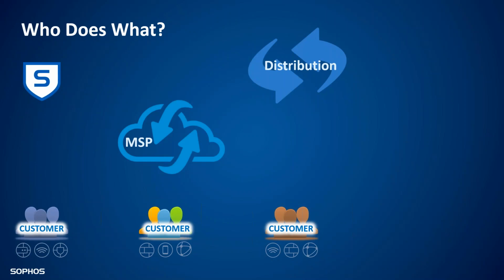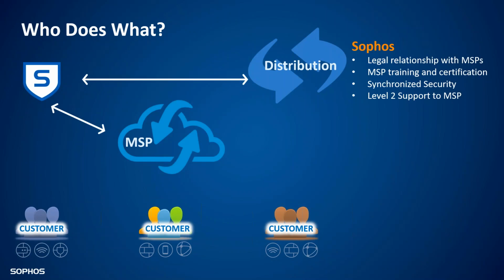Okay, who does what? Also very simple. We handle the legal relationship with you. We give you the training. We deliver on that synchronized security. We handle level 2 support and above. Now we've got VIP MSP support for you here with your dedicated email alias and phone number. It's available upon request once you've achieved that Flex certification.